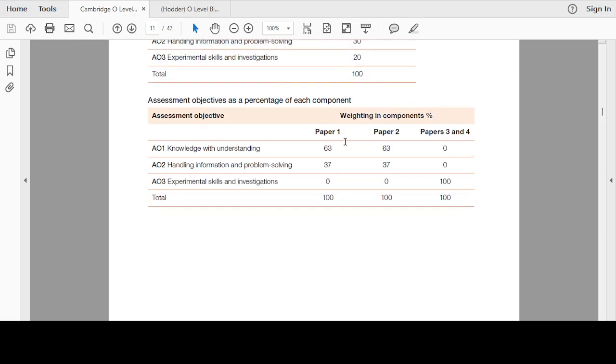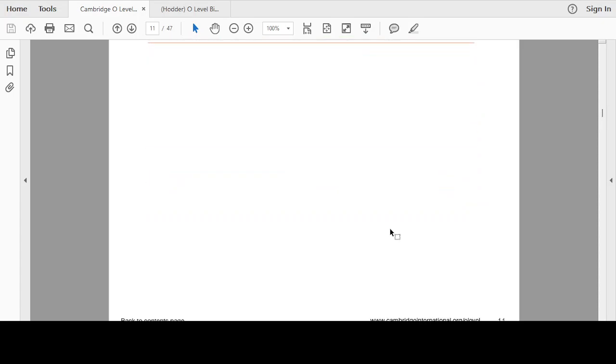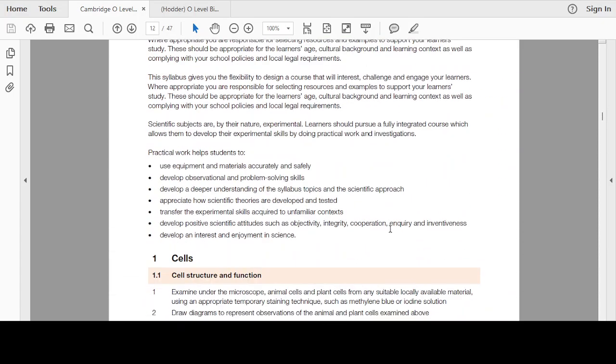Individually, through the papers, you can see that paper one and paper two both have a 63% weightage of questions that are of the AO1 category and 37% of the AO2 category, none of the AO3, and you can see paper 3 and 4, so you're doing only one of those, but both of these have 100% of the AO3 category. So those are the kind of questions you'll get.